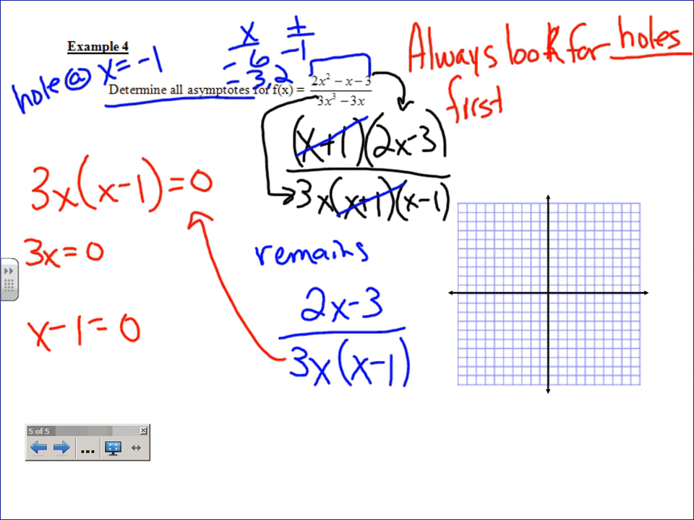So from this one, what do we get? X equals 0. And from this one, we get x equals 1. What are these? Asymptotes. And are they vertical asymptotes or horizontal? How do you know they're vertical? Because it's x equals a number, right? Now what? Oh yeah, horizontal asymptote.